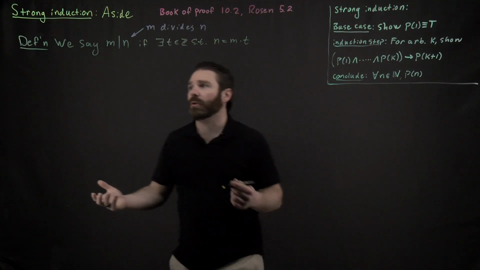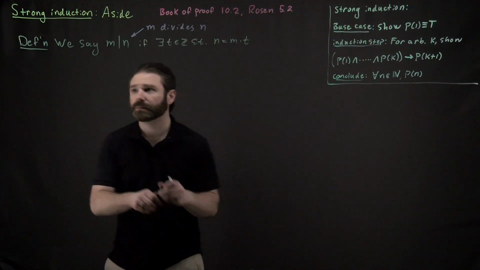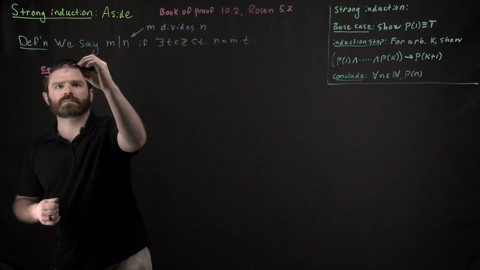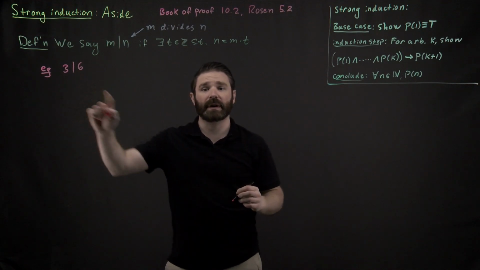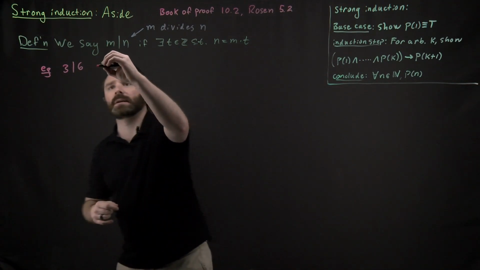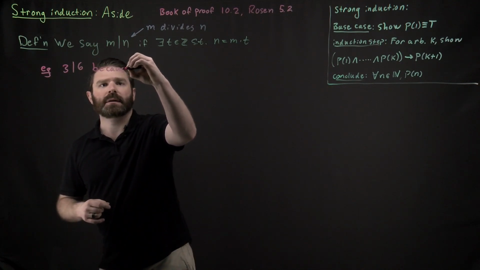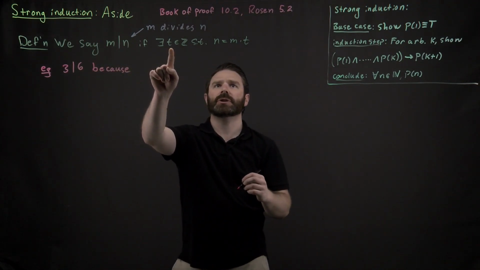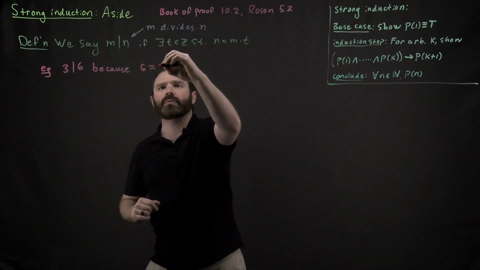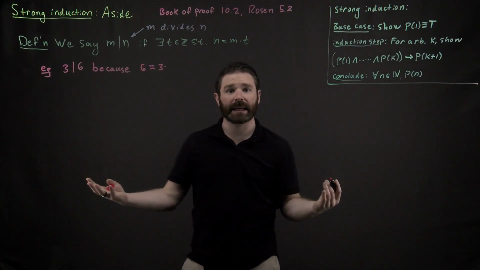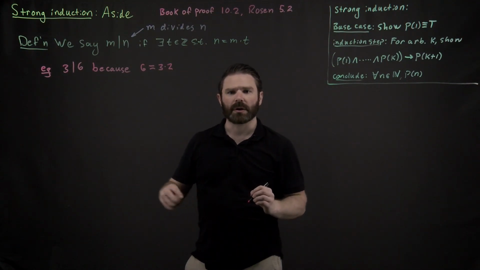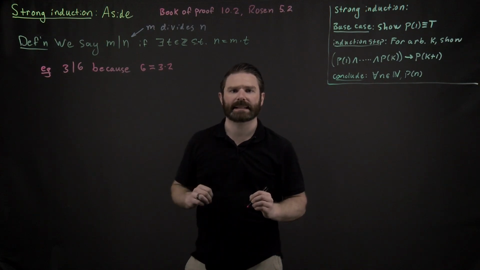So for example, we could have 3 divides 6. For 3 to divide 6, we have to find some other integer such that we could write 6 as 3 times something else. Well, that's pretty easy. That's a 2. So in this case, 3 divides 6.